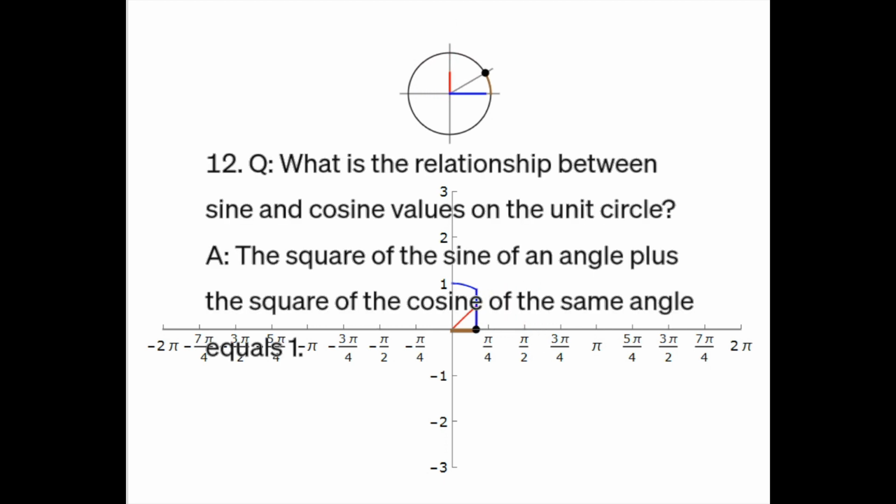What is the relationship between sine and cosine values on the unit circle? The square of the sine of an angle plus the square of the cosine of the same angle equals 1.